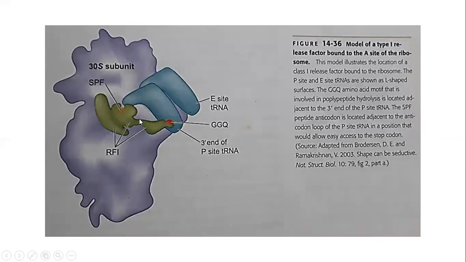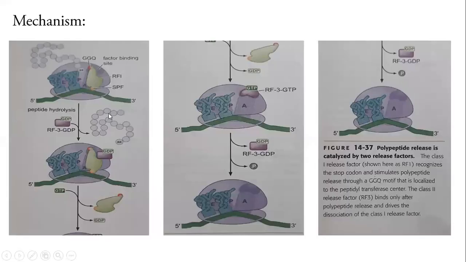This GGQ tripeptide, that is glycine, glycine and glutamine, is very much essential, as it hydrolyzes the growing polypeptide from the ribosome. And the SPF peptide anticodon is located adjacent to the anticodon loop of the P site tRNA, in a position that would allow easy access to the stop codon. So this is the mechanism which is depicted here.